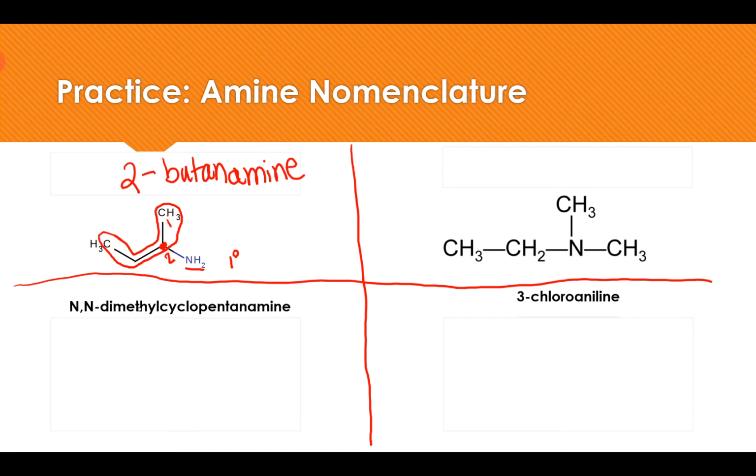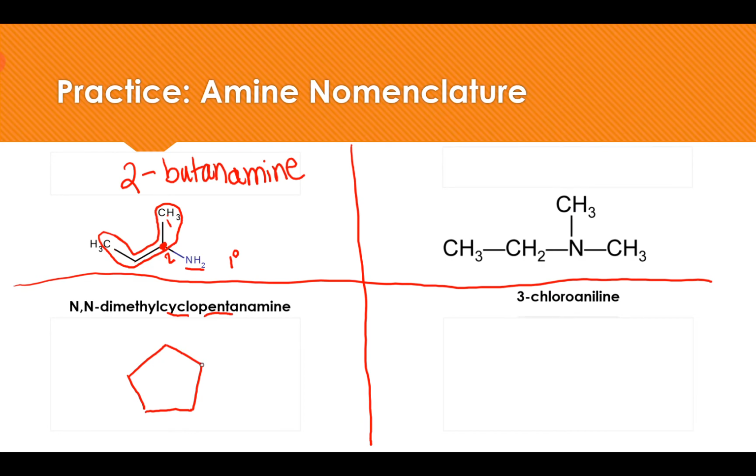This molecule is supposed to be N,N-dimethyl cyclopentanamine. So pent means 5, cyclo means cyclic. So I'm going to draw a pentagon. So I got my pentagon. And then it says N,N-dimethyl.